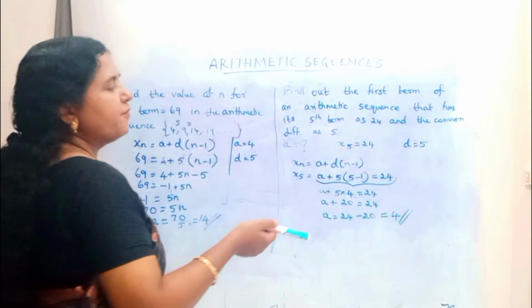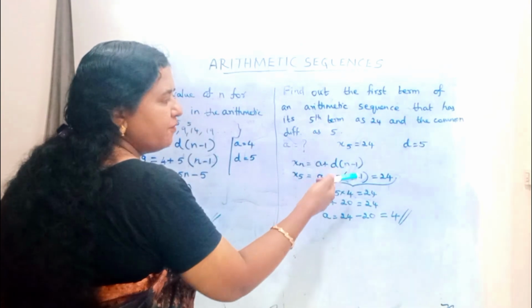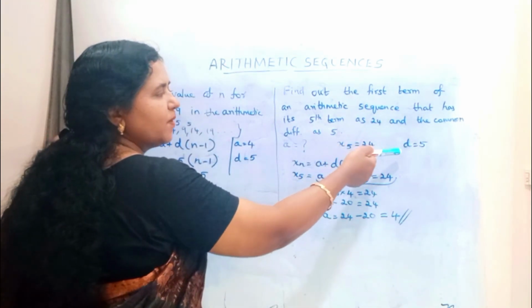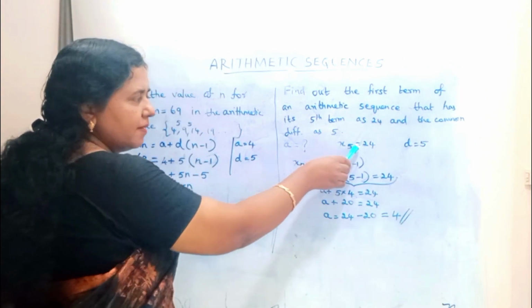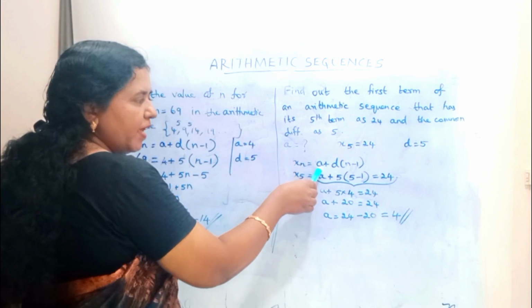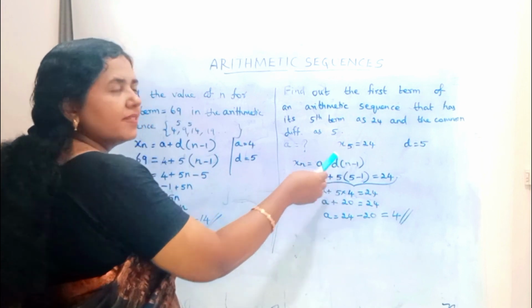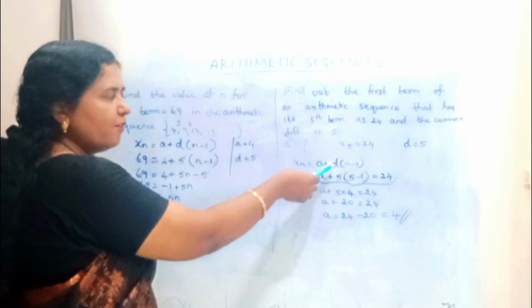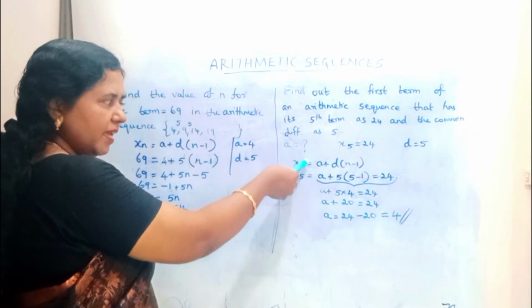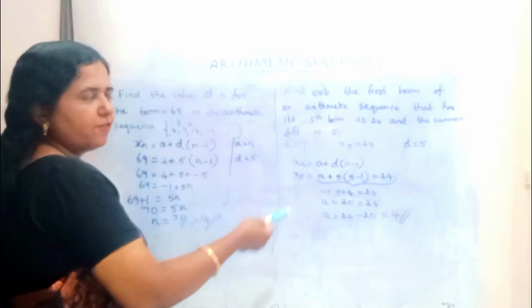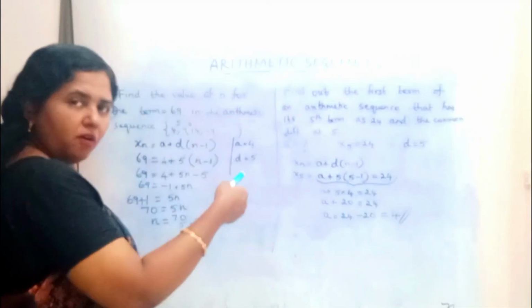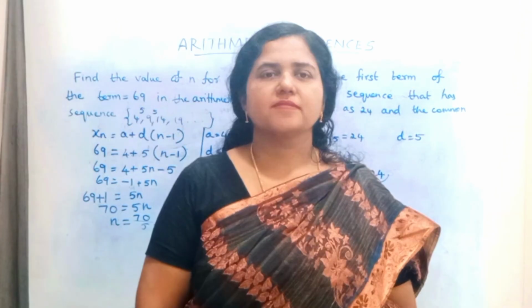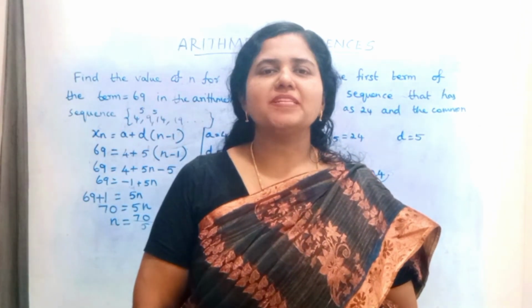So in this way, if a particular term is given and if we have the value of n as well as d, we can easily find out the value for a. Similarly, if the value of the term and the value of a and also the value of n is given, we can easily find out the value of d by using the same formula itself. In this way, we can use this formula to bring out many parameters. Okay, so this is about arithmetic sequences.